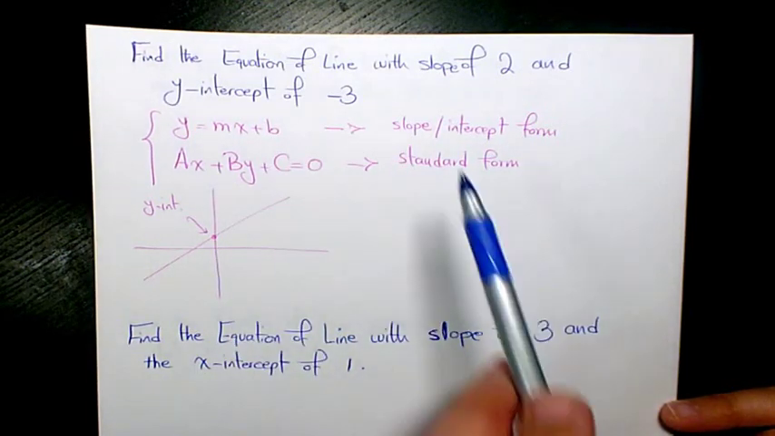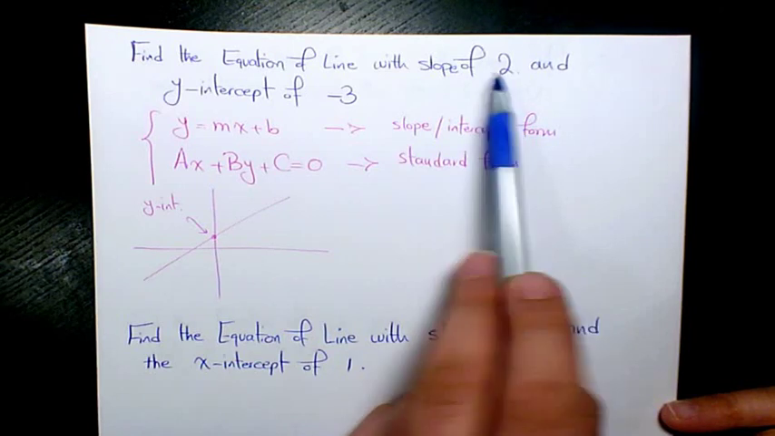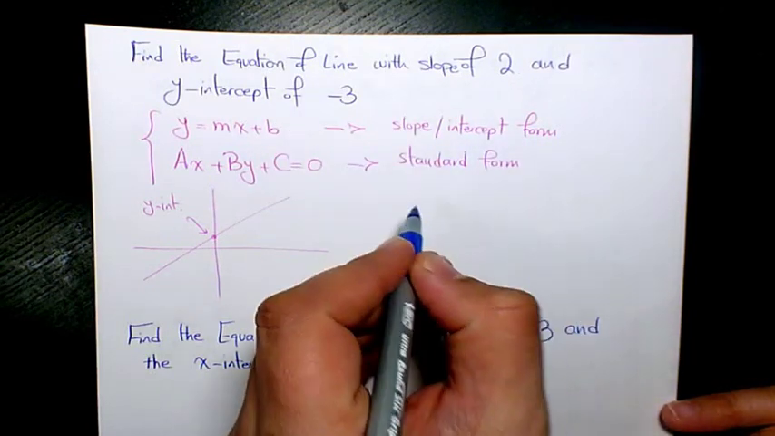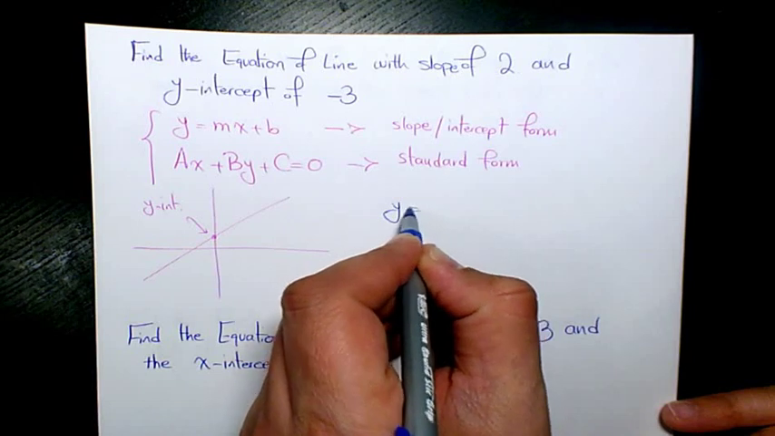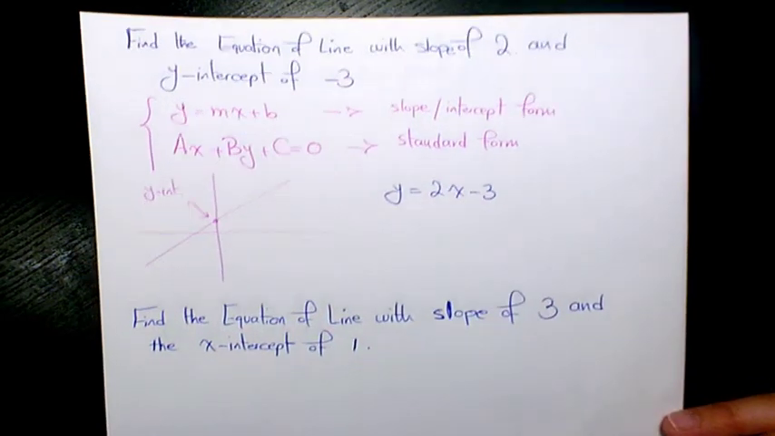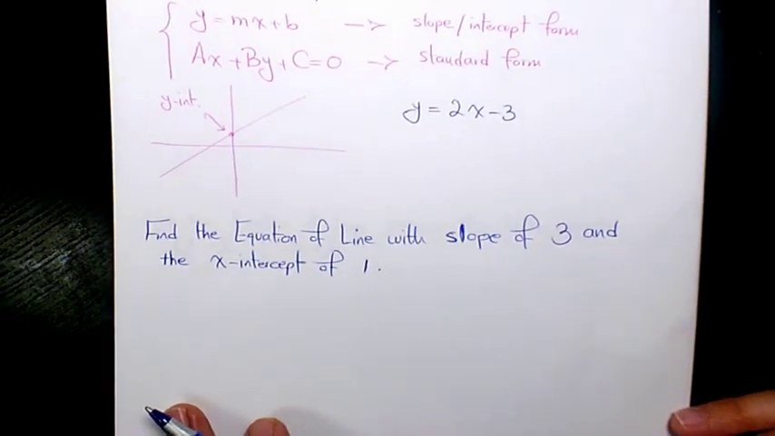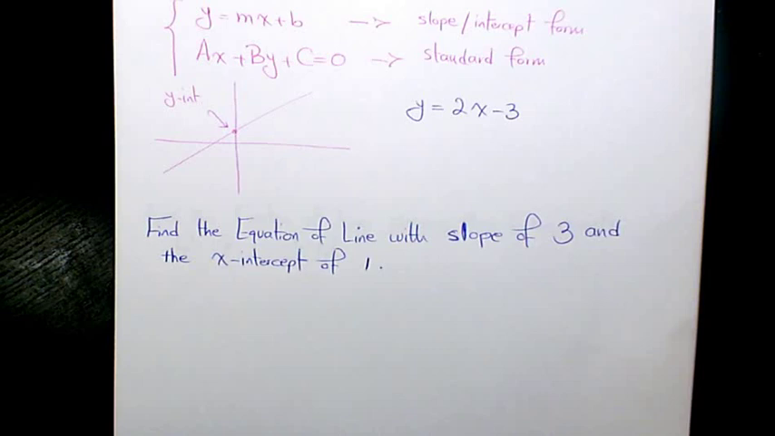So in this question it says find the equation of line when the slope is 2 and y-intercept is -3. So I can say y equals to 2x minus 3. That's the equation of line, 2x minus 3. Next one, it says find the equation of line with slope of 3 and x-intercept of 1.